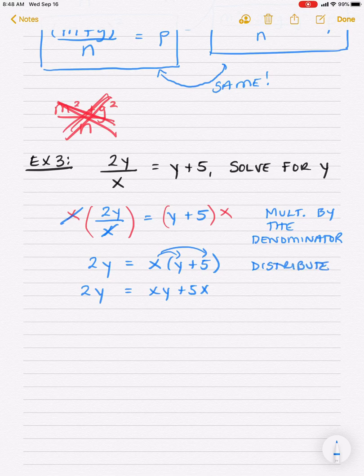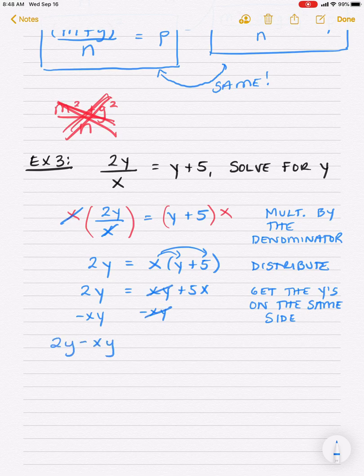Because I've got these 2 y's and I have to solve for y. So I'm going to write this first. Your goal is to get the y's on the same side. You're going to do this using addition and subtraction. I really don't care if you get them on the left or the right, but I think it would be a little bit easier if we minus the xy and get everything on the left side. Okay, so I'm left with 2y minus xy is equal to 5x.